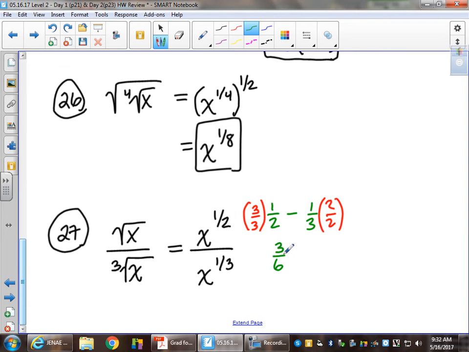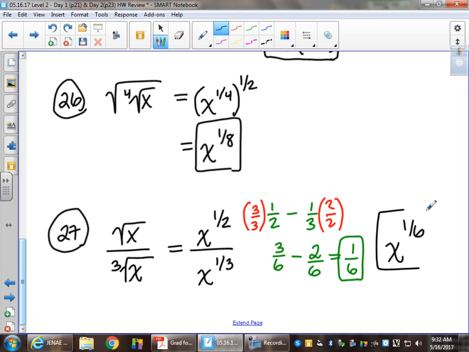So another example, watch. 3/6. How does 3/6 reduce? 1/2. And then here this is 2/6. 1 times 2 is 2. 3 times 2 is 6. Do I now have my common denominator? Yes. Is this a positive exponent or a negative exponent? Positive, so my answer is x to the 1/6. If that had come out to be a negative 1/6, where would I have put that term? In the denominator. Very good. And what would have been in the numerator as a placeholder? Yes. Great.